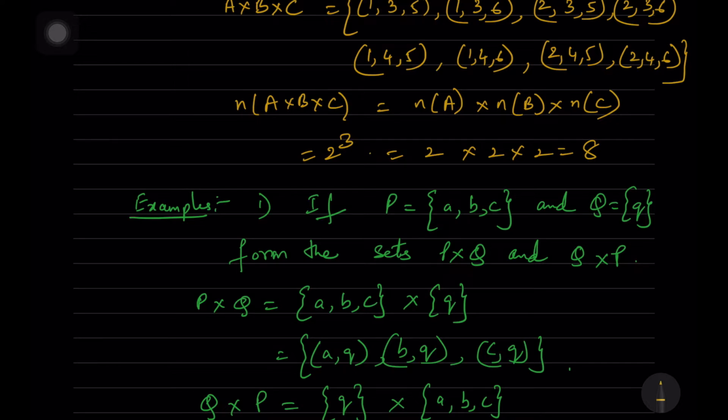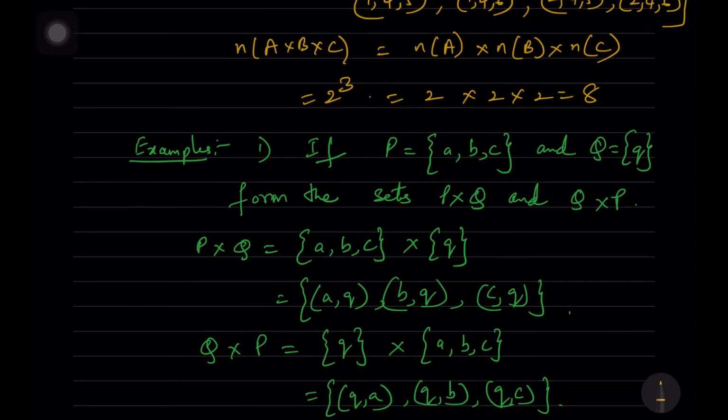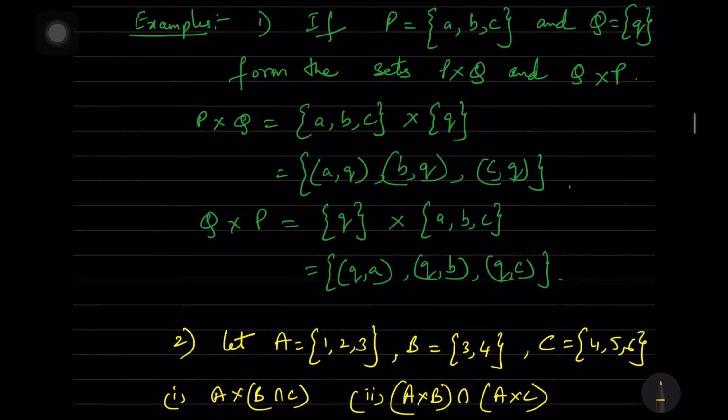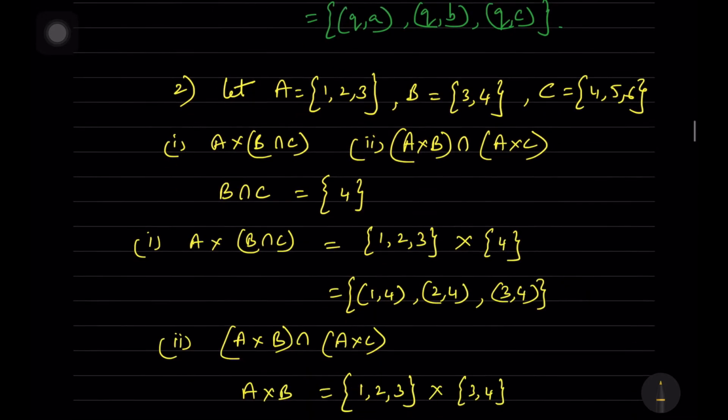So if P is equal to {a, b, c} and Q is equal to {q}, form the sets P cross Q and Q cross P. P cross Q is equal to {a, b, c} cross {q}, so it is (a, q), (b, q), (c, q). And Q cross P is equal to {q} cross {a, b, c}, which is equal to (q, a), (q, b), (q, c). So here what are we getting? P cross Q and Q cross P both are different, but we are just writing down what is P cross Q and what is Q cross P over here. They are not equal, you can see from this.